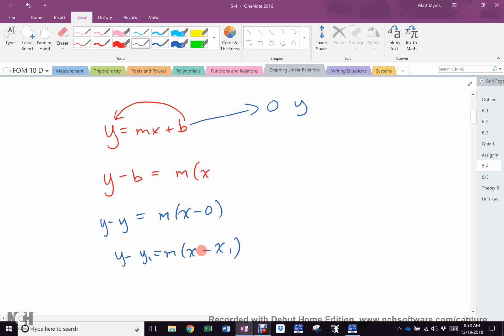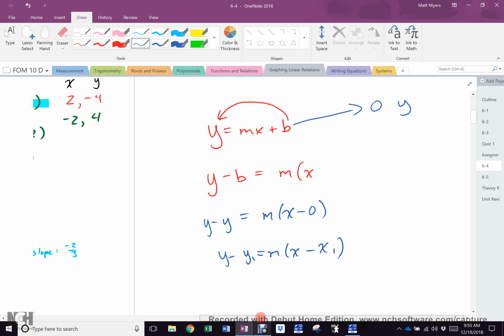Does that look like point slope form? Do you see how they are exactly the same thing? Everybody? Because remember, this b is 0y. So y minus y, when I move that positive b over here, and x minus 0, x1. The point we would start at would be 0 on the x-axis and positive b on the y-axis. Everybody cool? All right, back to where we were.